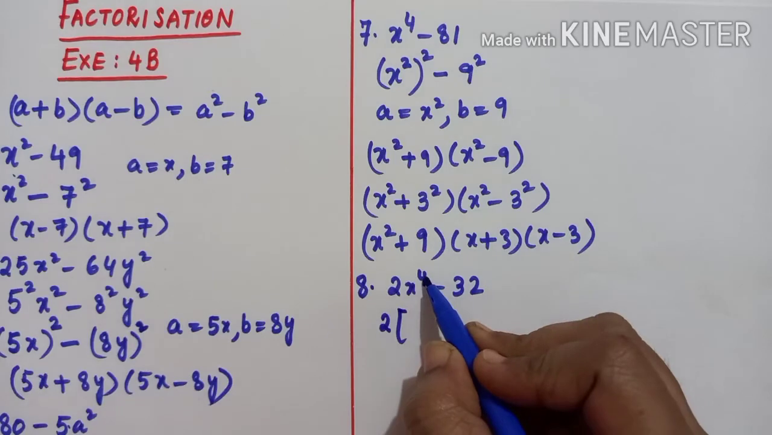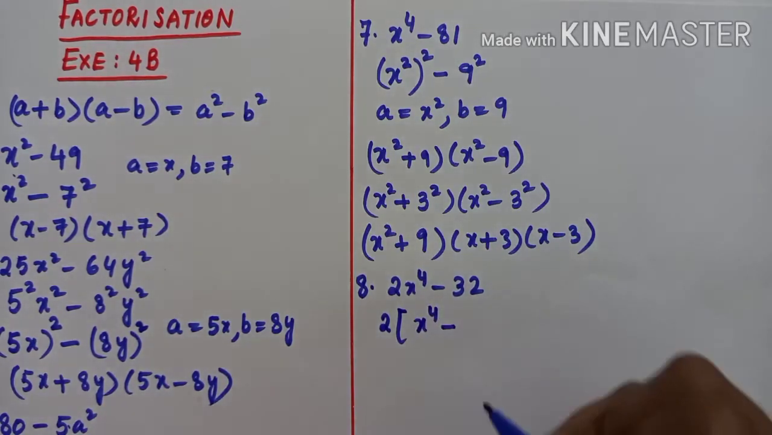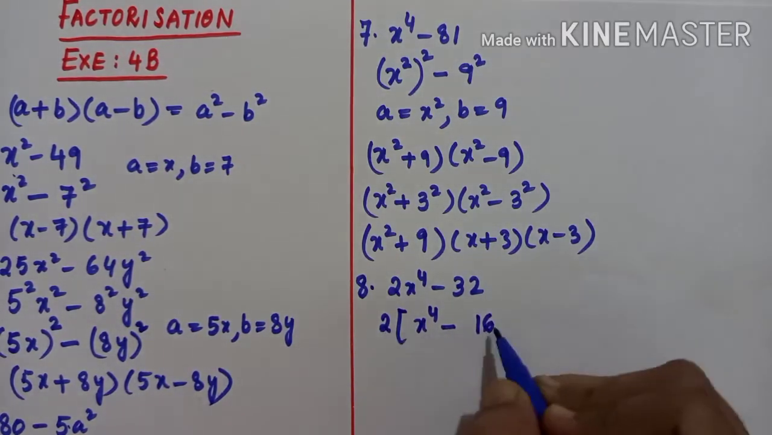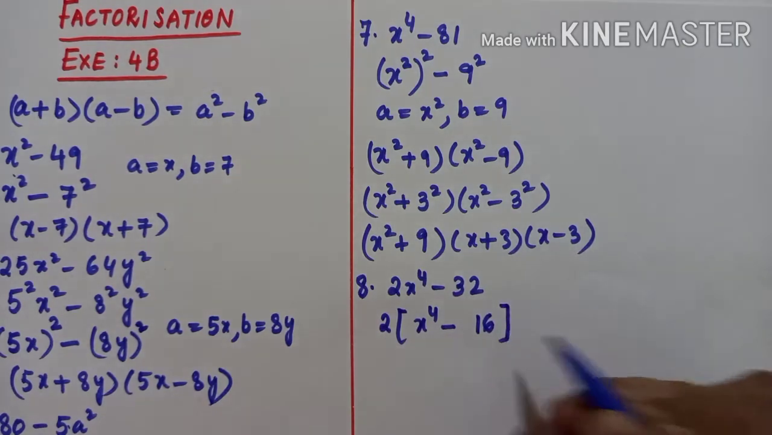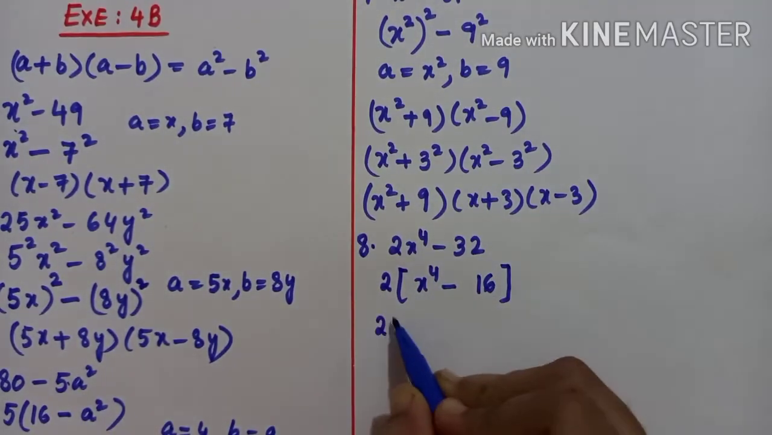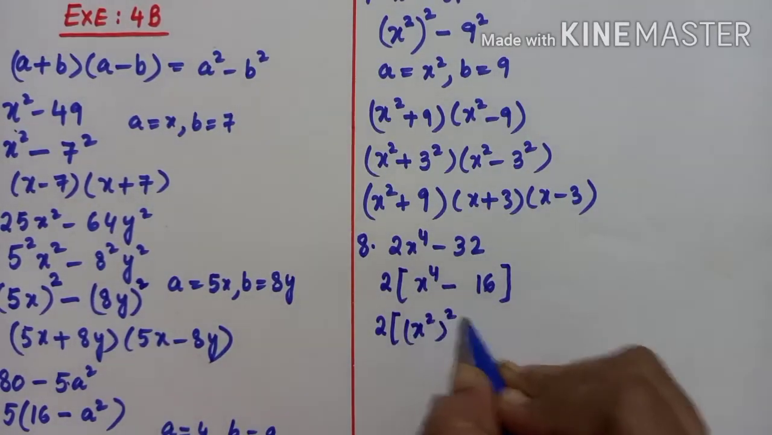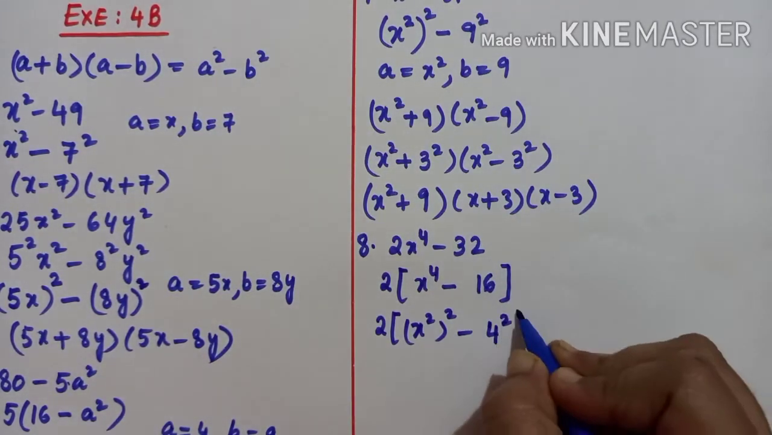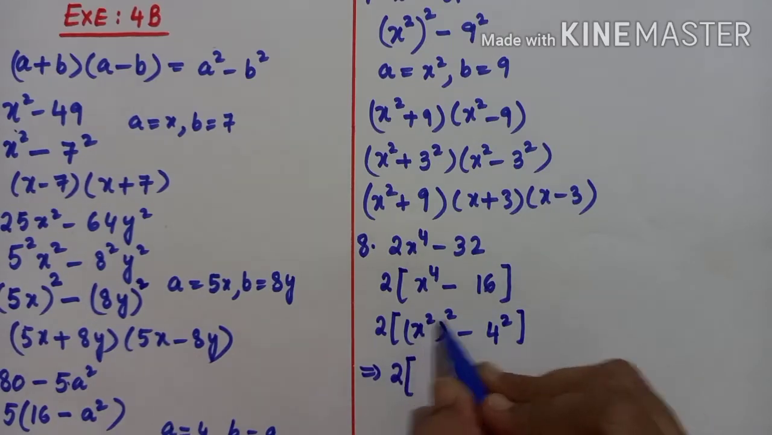Then x power 4. We will first write x power 4 as it is, and then in the next step we will write it as x square whole square. Now 32, 2 16s will be 32. So what can you do after this? 2 of x power 4 as x square whole square minus 16, which is a perfect square now. 16 is nothing but 4 square. So 2 as it is, and now x square whole square.